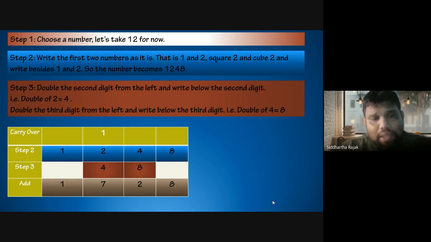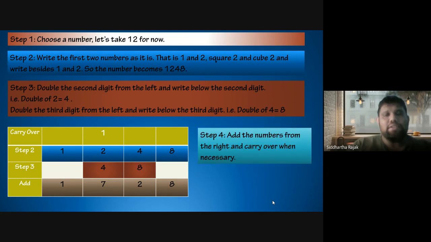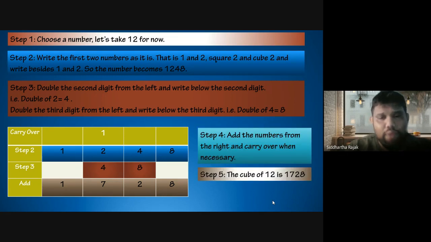Now the last step tells us to just add those numbers, and we add from the unit place. So 8 is as it is. 4 plus 8 is 12, so we write down 2 over here and carry 1 over. When we carry 1 over, 1 plus 2 plus 4 becomes 7. And lastly, in the thousandth place, there is 1. So we can say that the cube of 12 is 1728 by this process.